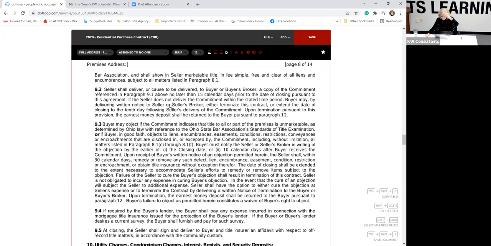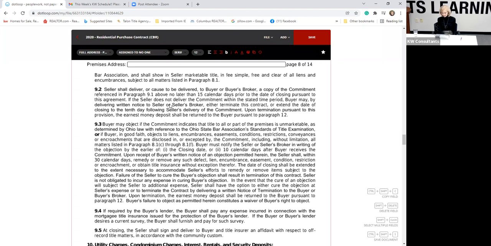9.2 discusses the title commitment, and that should be sent to the buyer within 15 days prior to the closing. And again, they don't send it to the buyer, they send it to the buyer's agent. So it's our responsibility to make sure that we get it to the buyer and explain to them what it is and ask them to read through it.